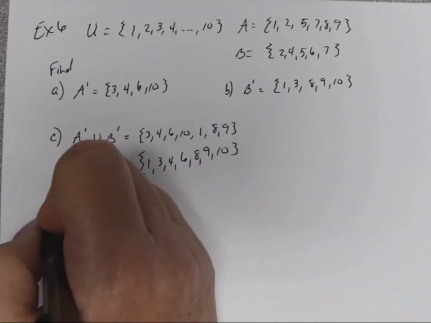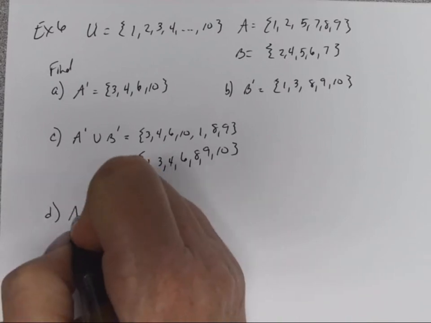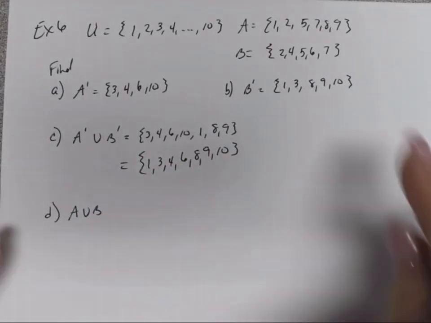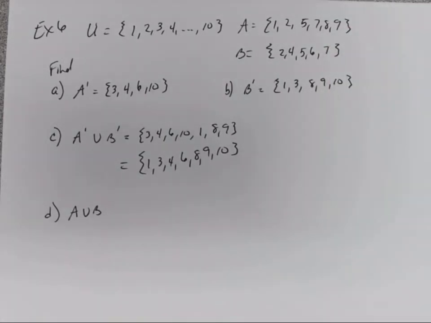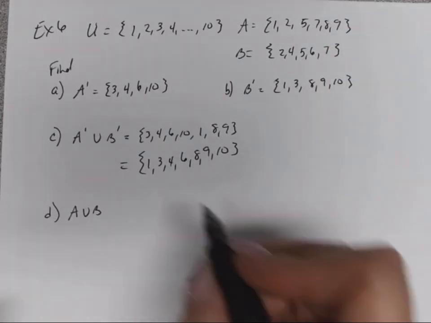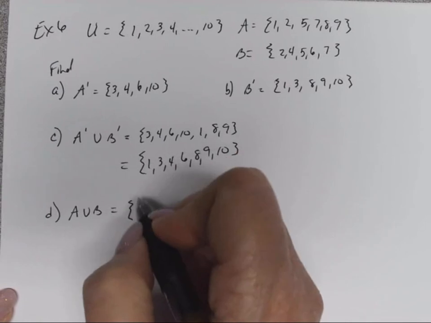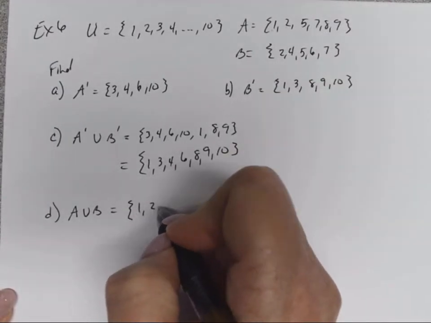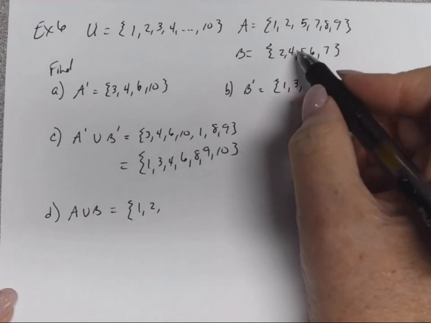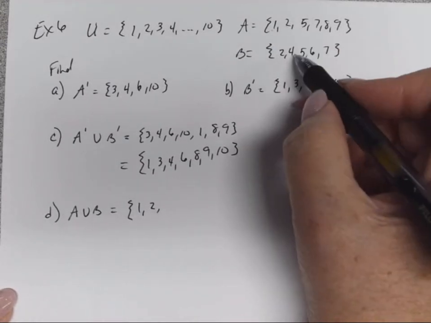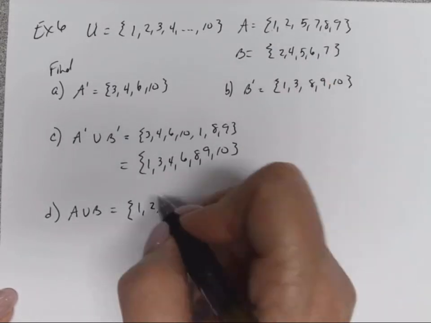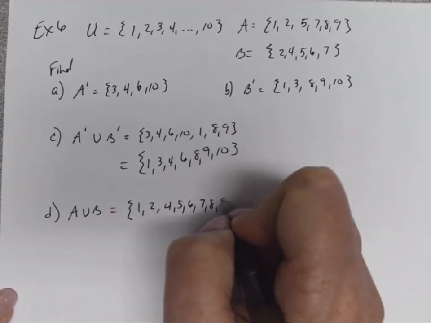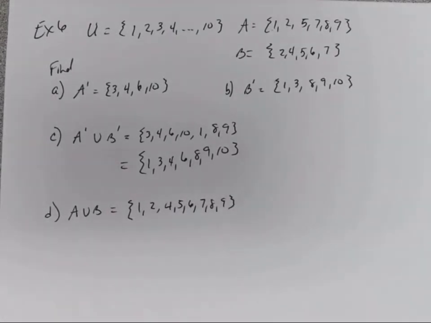All right, part D, we're looking at A union with B. So we're looking at set A and set B, and we're finding the union of those. So this would be 1, 2. We'll do it in order this time only. And then we'd have 4, 5, 6, 7, 8, and 9. So that would be A union with B.